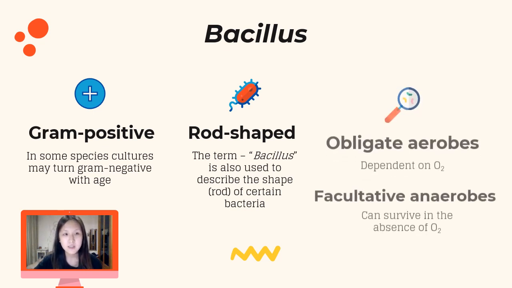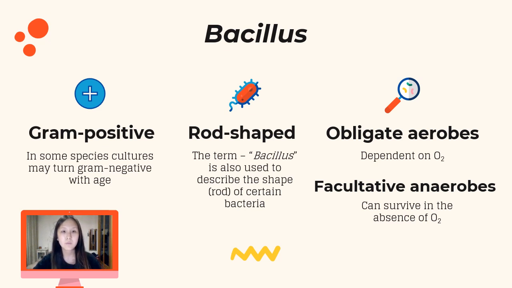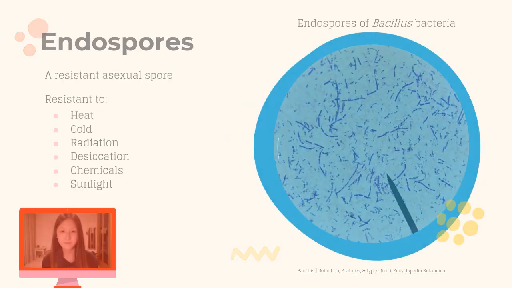And thirdly, Bacillus species can either be obligate aerobes, which are dependent on oxygen, or facultative anaerobes, which can survive in the absence of oxygen.